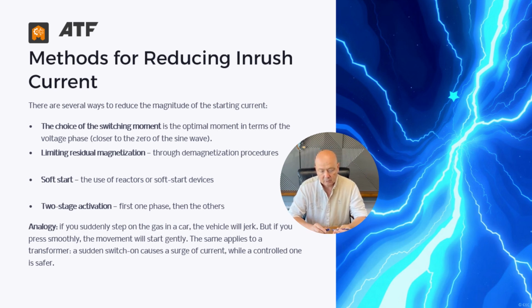Think of it like a car. If you floor the gas pedal, the car jerks forward. But if you accelerate gradually, the motion is smooth. A transformer behaves similarly. A sharp energization creates a current spike, while a controlled start keeps it safe.